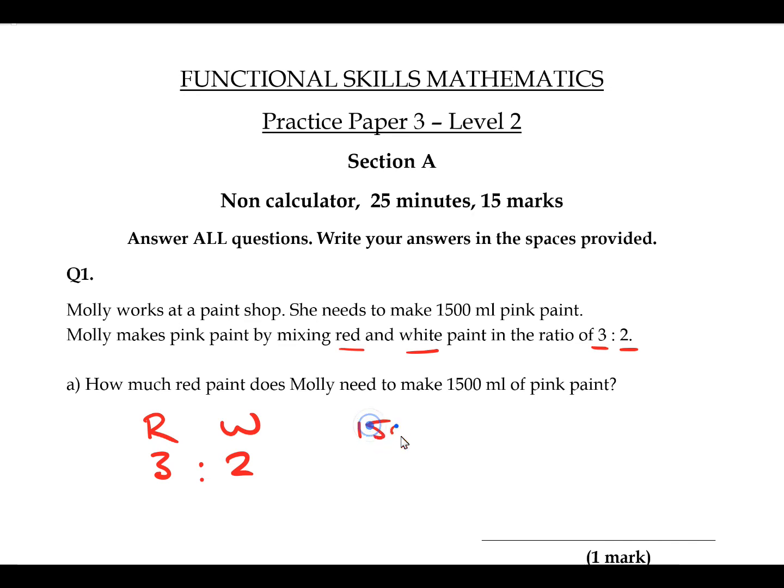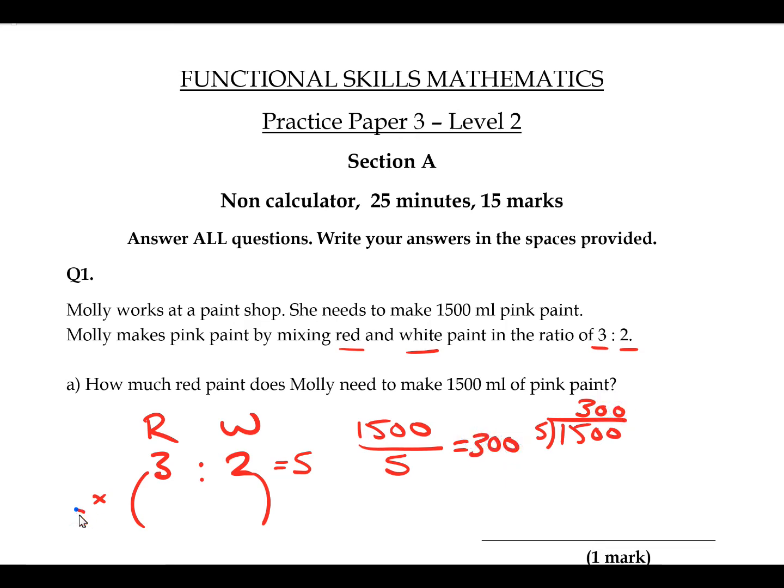So the 1500 millilitres isn't all red or white, it's actually the total, it's the pink. And if we've got a totals ratio, we take the total of our parts, which is 5, and we divide the 1500 by 5 to work out what our scale is. So 1500 divided by 5, because it's our non-calculator paper, will show our working out. 5 goes into 15 3 times with 2 zeros.